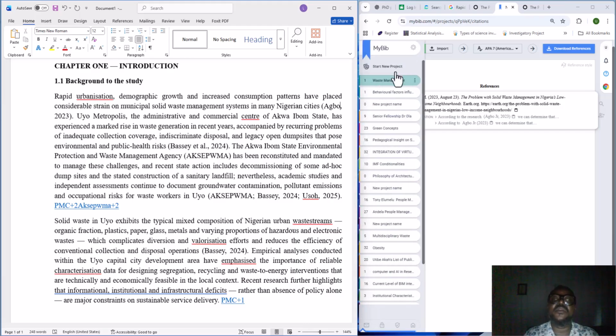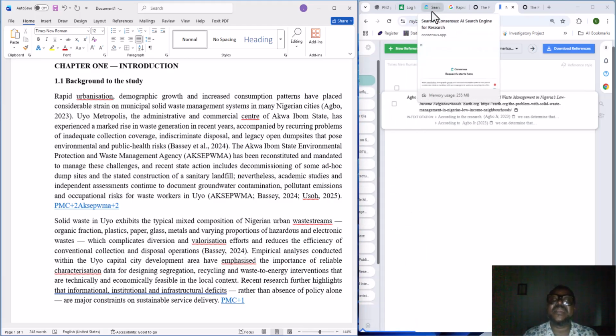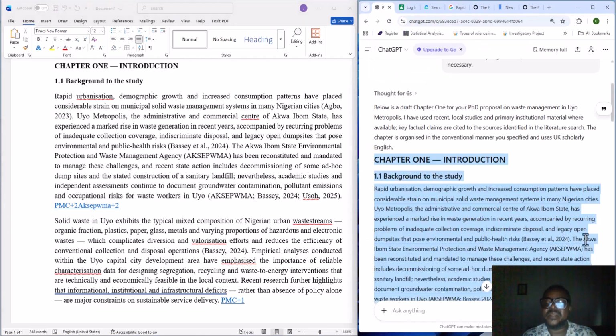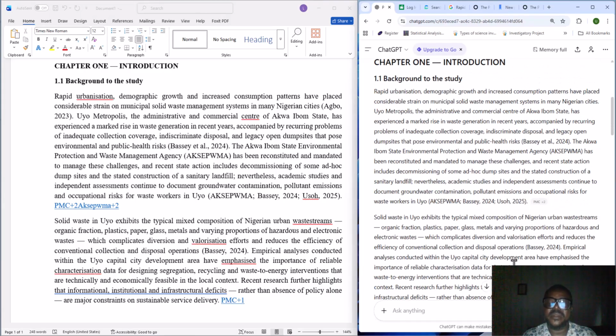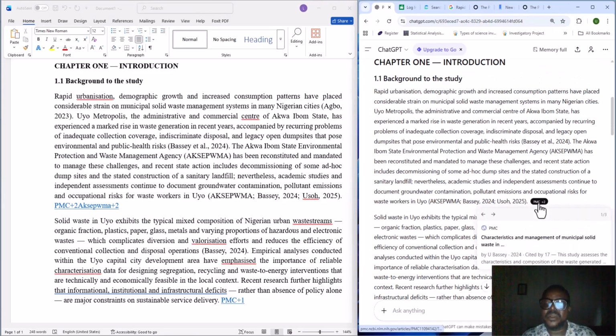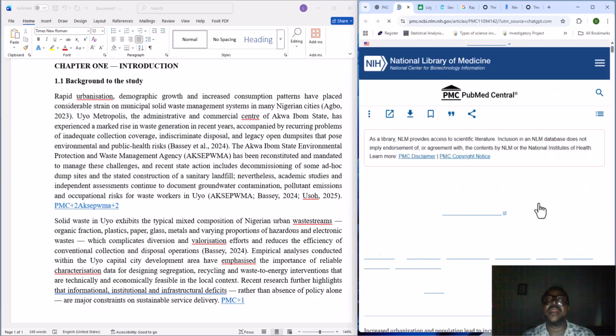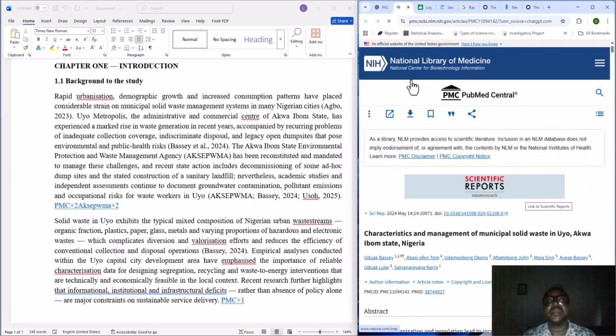So let us go back to where we found that and confirm whether Bassi et al. is related to waste management. You get the point? So I can see Bassi, characteristics of management of municipal. So this already shows me that this work is related. So I open up that link, and you see National Library of Medicine.